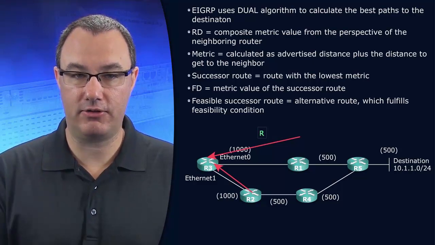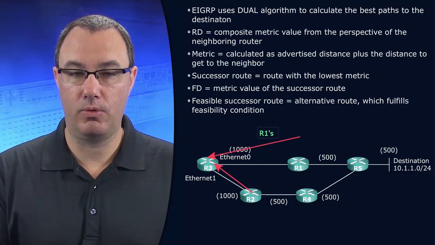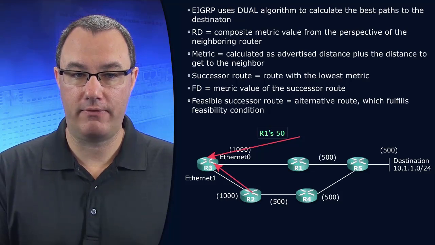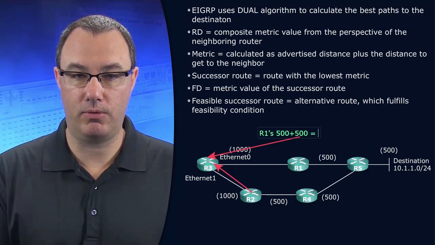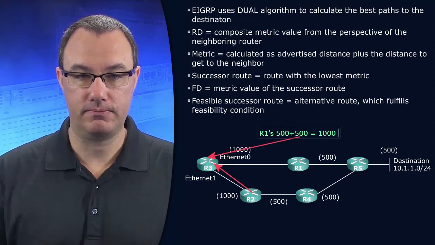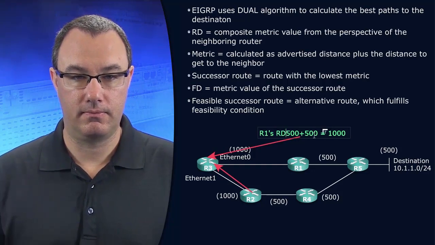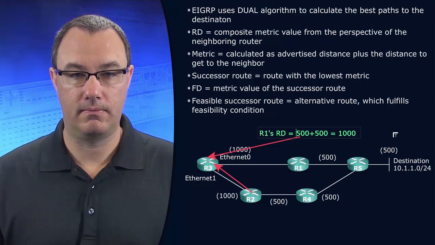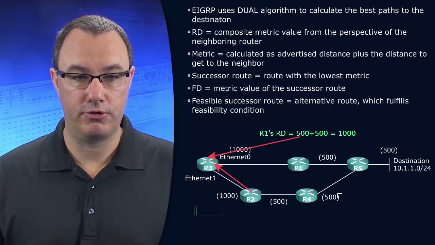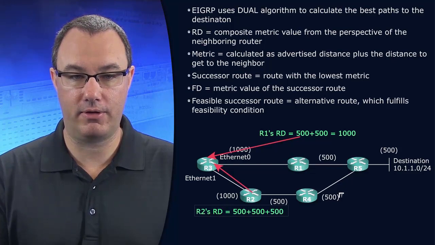So the reported distance for R1's advertisement would be 500 plus 500, which would equal 1,000. That would be the reported distance. R2's reported distance would be 500 plus 500 plus another 500, which would equal 1,500.